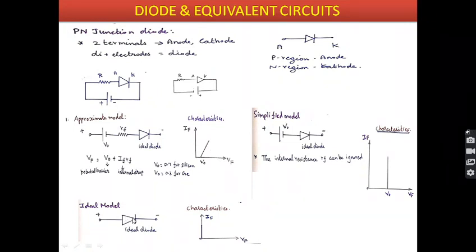Next, coming to the ideal model. The ideal diode can be considered as a switch. The switch can be opened or closed. If the switch is opened, it is going to block the entire voltage, and if the switch is closed, it is going to conduct with zero voltage drop across it. While analyzing the problems, it will be mentioned for us to use the ideal model or approximate model or simplified model. If nothing is mentioned, it is better to go with the approximate model.